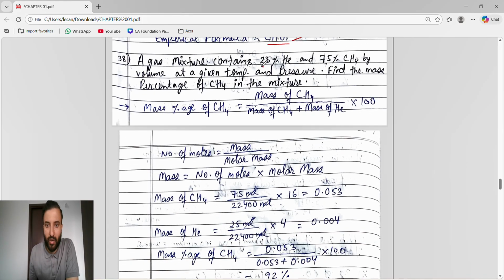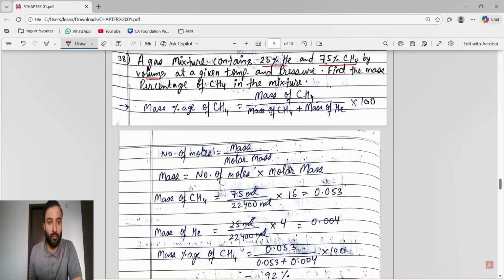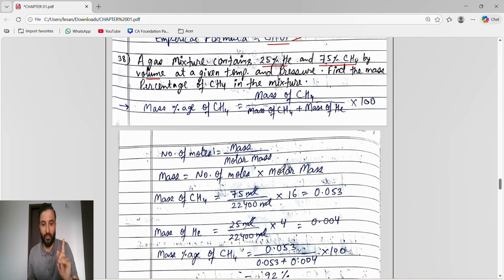A gas mixture contains 25% helium and 75% CH4, methane, by volume. They are talking about volume, at a given temperature and pressure, meaning STP. Find the mass percentage of methane. We know the formula of mass percentage: mass of methane divided by what is present, helium and methane.